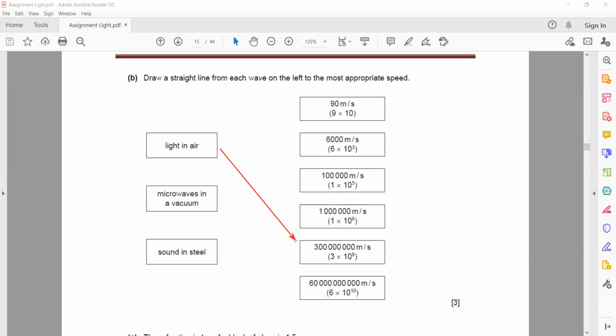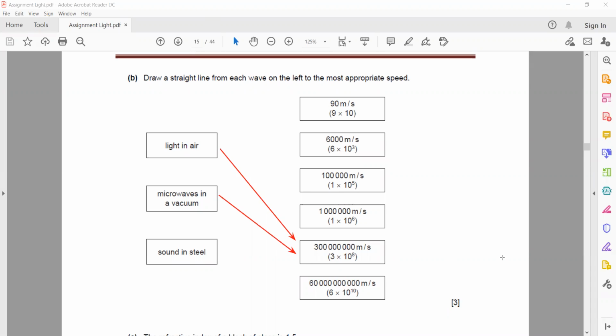That's 3 exponent 8. What is the speed of microwave in a vacuum? Microwaves are all electromagnetic waves. Light is electromagnetic. Microwaves are also electromagnetic. So they all travel with the same speed. So what will be the speed of the microwave? That is also 3 exponent 8.